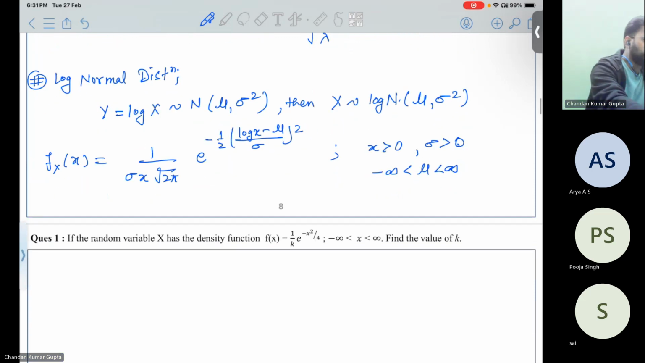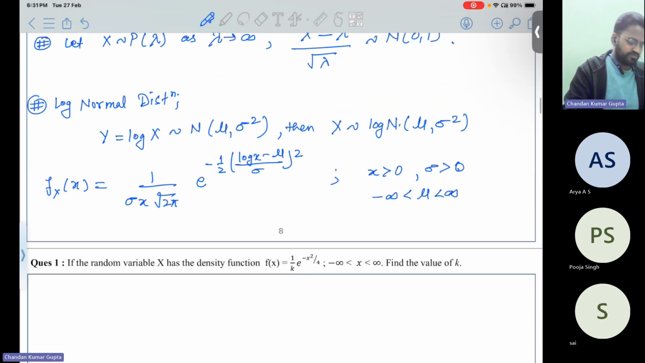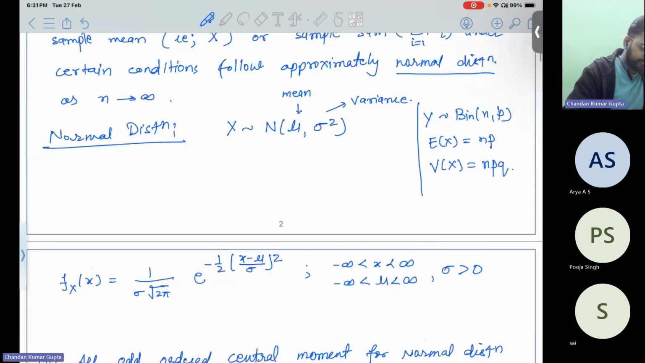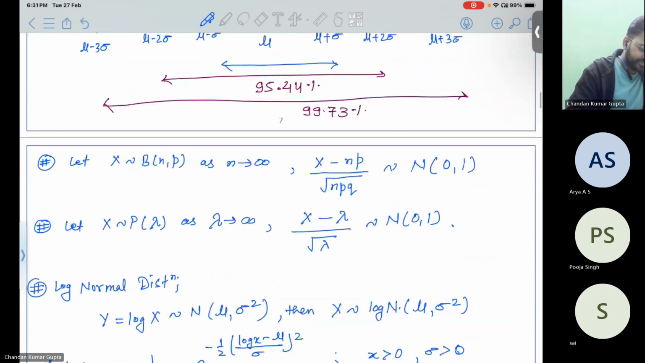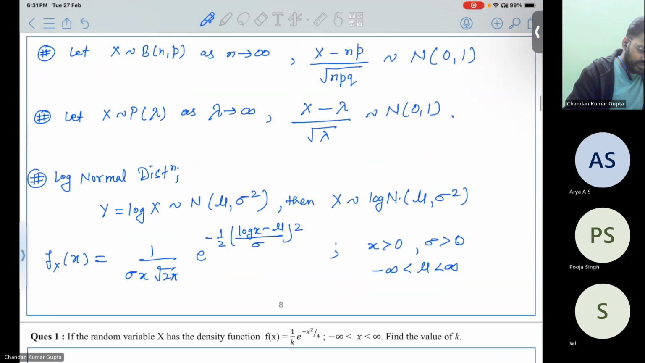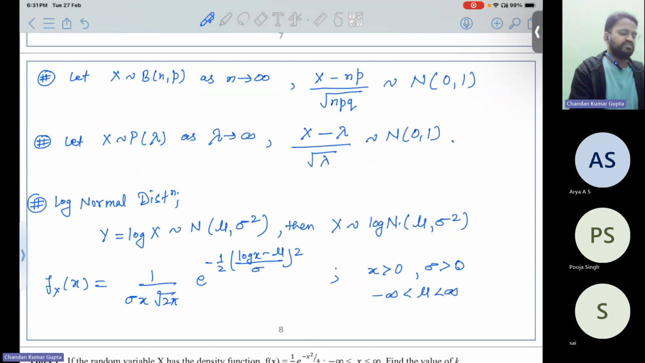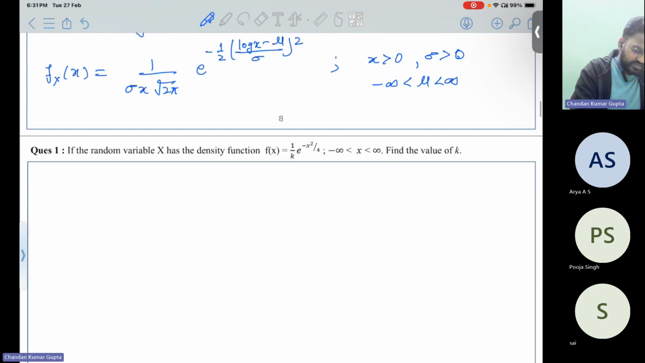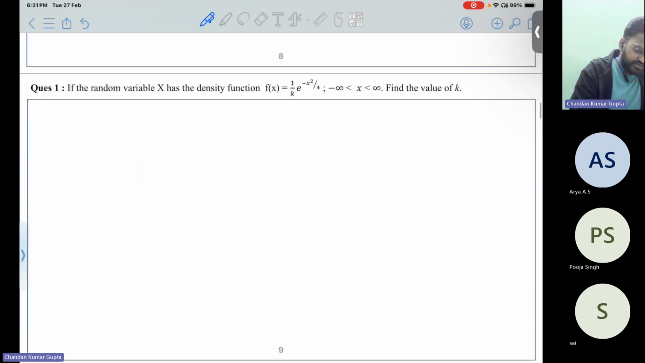I have one more thing to discuss actually. I can tell you the mean and variance, you may already have read somewhere. There is one more thing, transformation of random variable. I think I should write here.